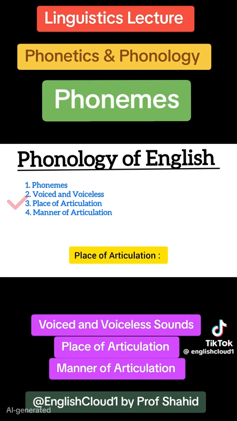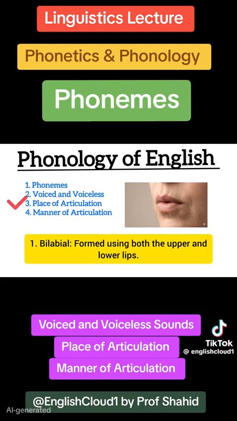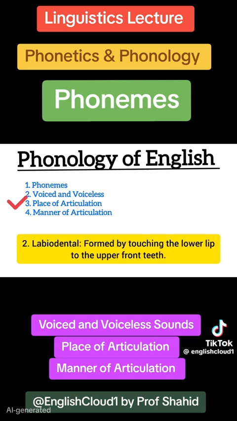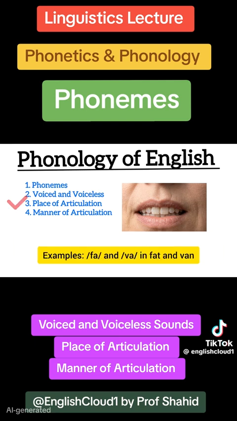Place of articulation. This refers to the specific anatomical location in the vocal tract where the obstruction or constriction of airflow occurs. 1. Bilabial, formed using both the upper and lower lips. Examples: P, B, M, and W in paper, baby, mom. 2. Labiodental, formed by touching the lower lip to the upper front teeth. Examples: F and V in fat and van.